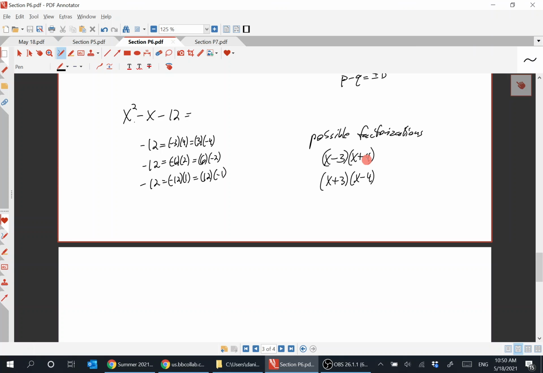All right, so x plus 3, x minus 3, x plus 4, x minus 4, x plus 6, x plus 2, x minus 6, x minus 2, x plus 6, x minus 12, x plus 1, x plus 12, x minus 1. Okay, so we've got 1, 2, 3, 4, 5, 6. We've got these 6 possibilities here. Well, which one is it?